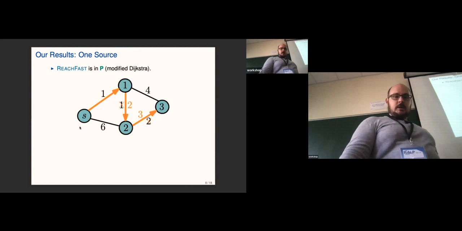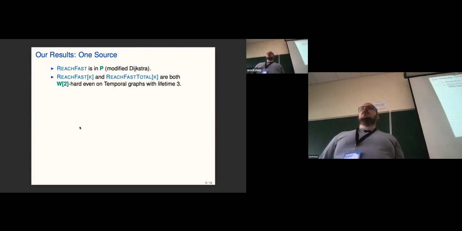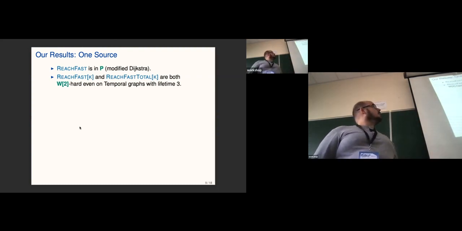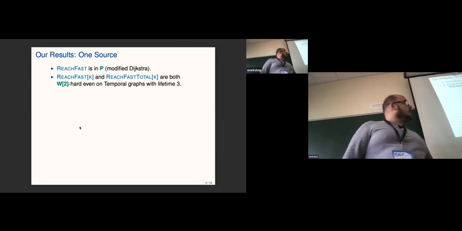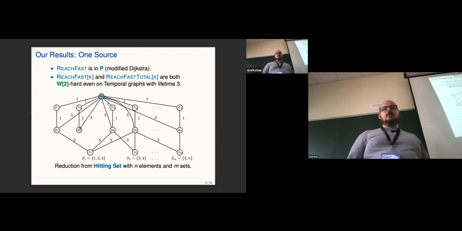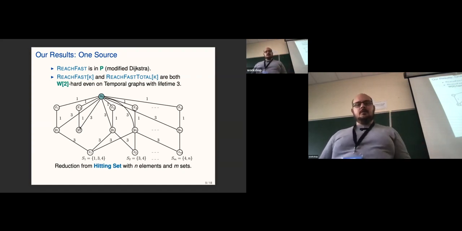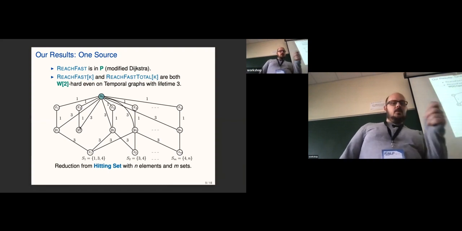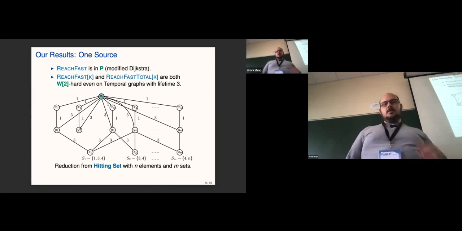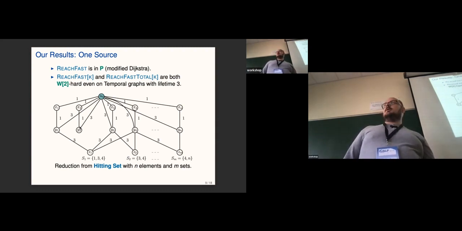Okay. But maybe slightly surprisingly to us, when we look at these two variants where we bound how much we can delay, then both of these problems are NP-hard, and especially they are W[2]-hard already when parameterized by this value k that we want to minimize, right? By the number of edges that we can change, or by the total delay that we can have.